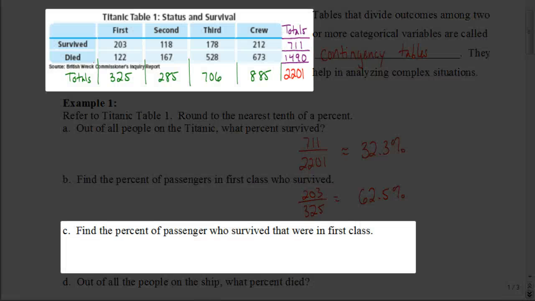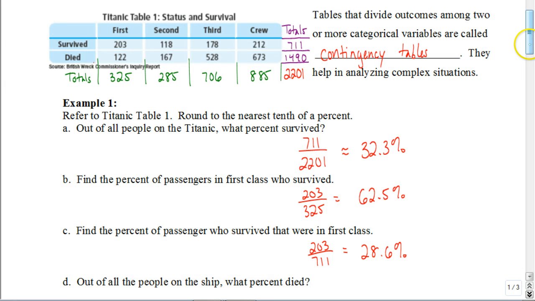Now we could reword it a little bit and say, find the percent of passengers who survived that were in first class. This is looking at it a little bit differently. Out of all of them that survived, there were 711. If we look up at our table, at our total, there are 711 survivors. Out of those that survived, what percent were first class? Again, that would be 203 out of all the survivors, 711. Changing it to a decimal and then to a percent, rounding to the nearest tenth of a percent, we get 28.6%. So just out of the survivors, those who were first class were 28.6%.